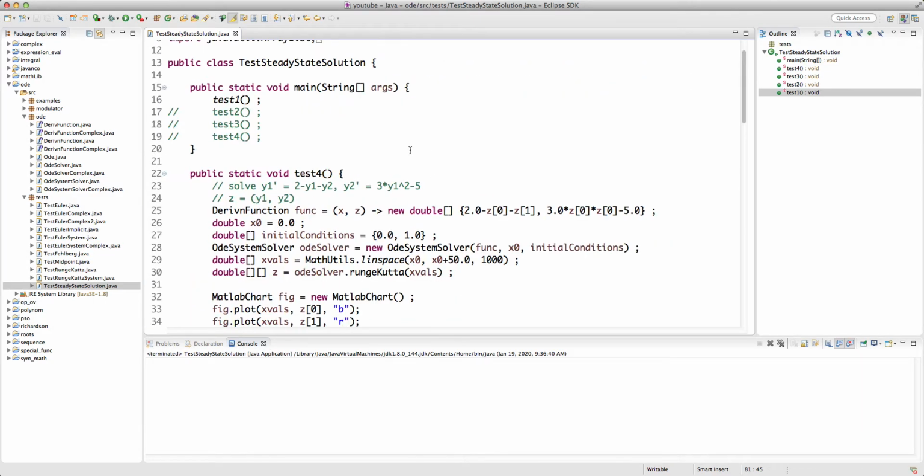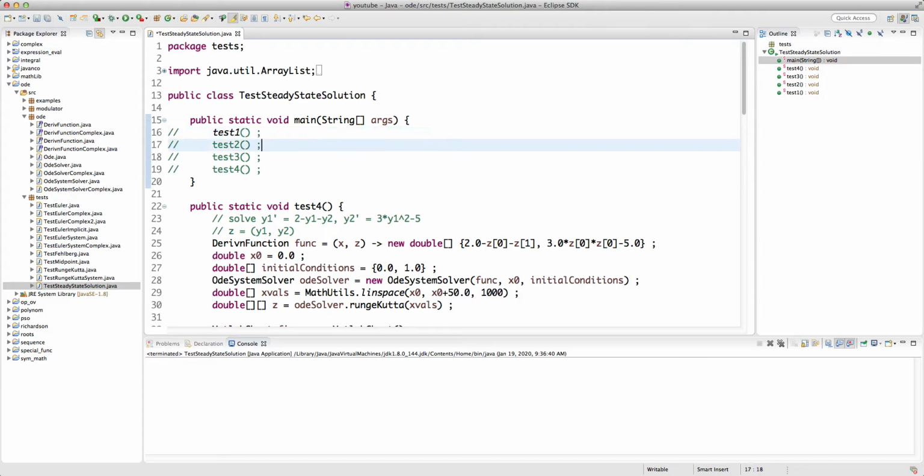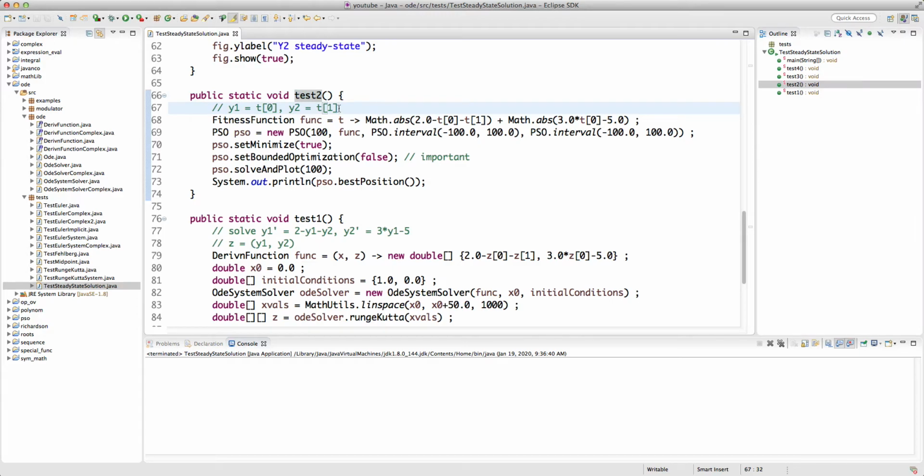Now in test 2, we're going to find the steady state directly by solving the equation, right? So this is our PSO fitness function, ABS of 2 minus T0 minus T1 plus ABS of 3 T0 minus 5. We create our 100 particles, we set initial interval, set minimization to true, set bounded optimization to false, 100 iterations, and we looked at the best position, right?